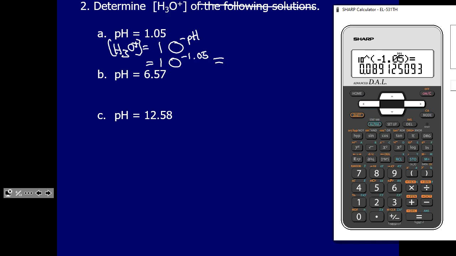My answer then is 0.0891. Let's keep 3 significant digits. Moles per liter, because now it's a concentration. All right. All you got to do is find that 10 to the x button, and then you put it in at the top. Go ahead and do B and C. Is anybody not getting those answers out of their calculators or struggling to find the 10 to the x button?